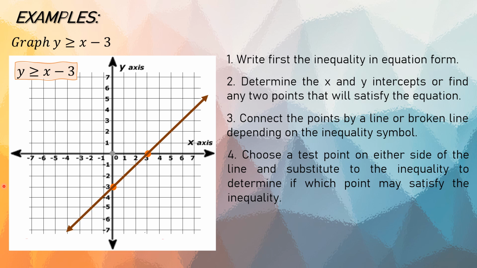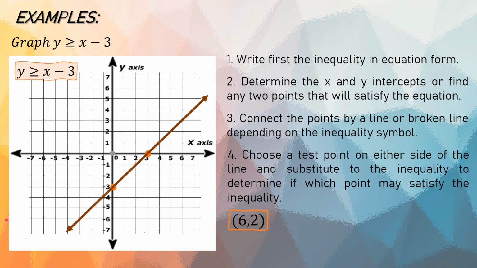Fourth step is to choose a test point on either side of the line and substitute to the inequality to determine which point may satisfy the inequality. Again, pipili tayo either sa baba ng line or sa taas ng line. Tapos, doon natin malalaman kung alin yung ating shaded.